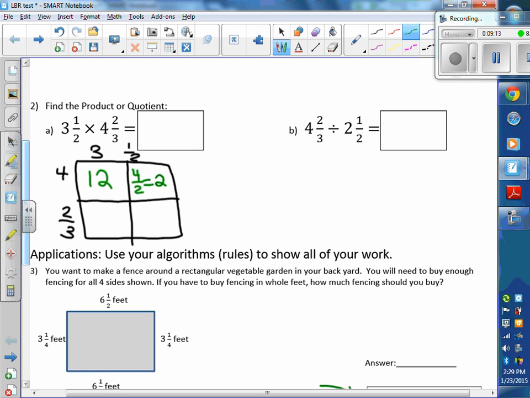Does that make sense? Can you do it the other way with 4? You could. Yes. And then 2/3 times 3 is 6/3, which is also 2. Does that make sense? And so this last box is 2 times 1 on the numerator and 3 times 2 in the denominator, which is 6, which reduces to 1/3. So all of the pieces that you have now are 12 plus 2 plus 2, which is 12, 14, 16, and 1/3.